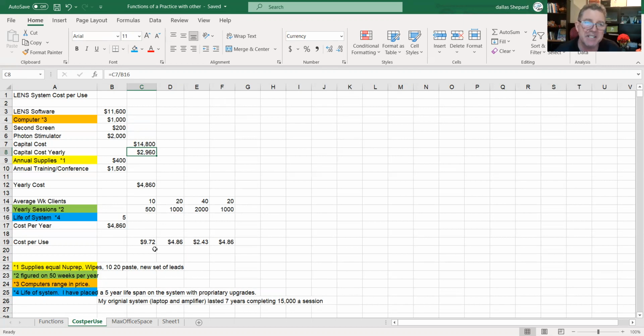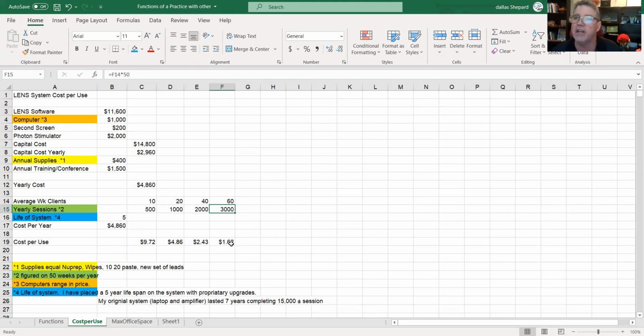From a business standpoint, that's in essence cost of goods sold. This is what it's costing me every time I use my lens system. But if I jump that up to 20 sessions per week, then it's about $4.86 a use. If I'm at 40, then I'm at $2.43. Let me put 60. Then we're down to $1.62 per use for our system based on a 5-year period.